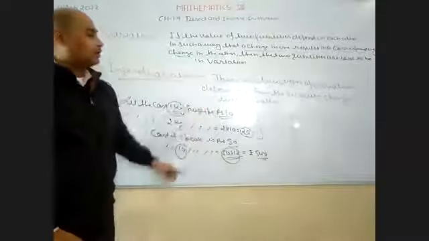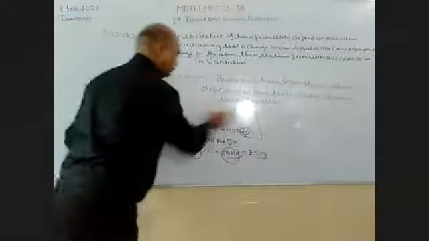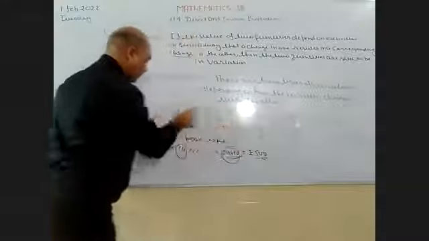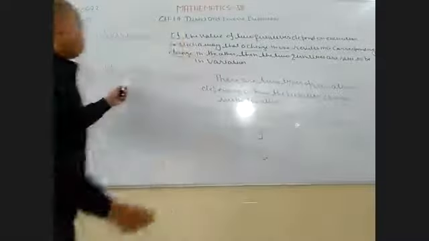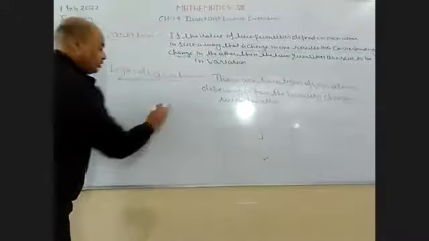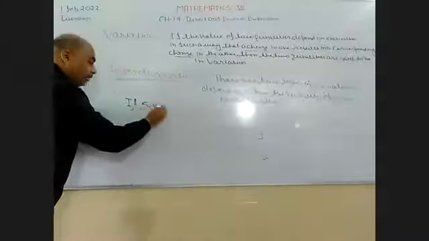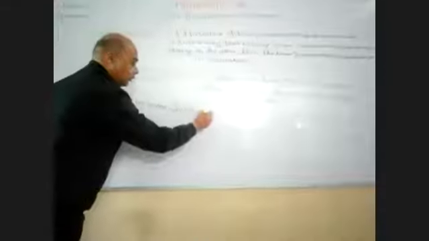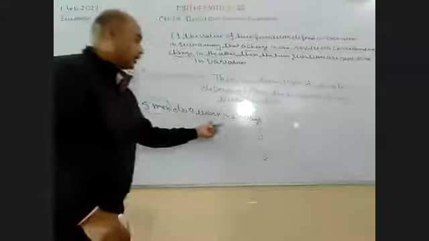Now I want to tell you an example of indirect variation. How many types of variation are there? Two types: number one is direct, number two is indirect. See, if 5 men do a work in 10 days, 5 men can do the work in 10 days.